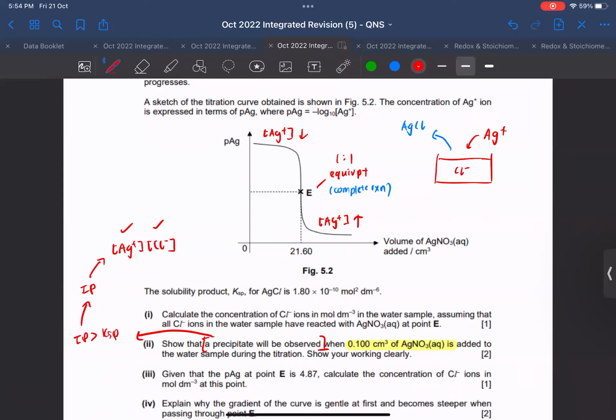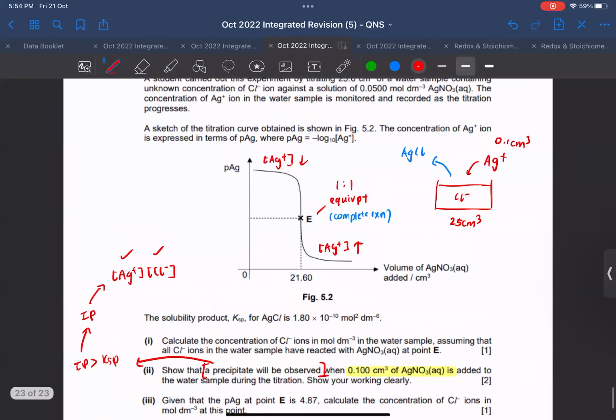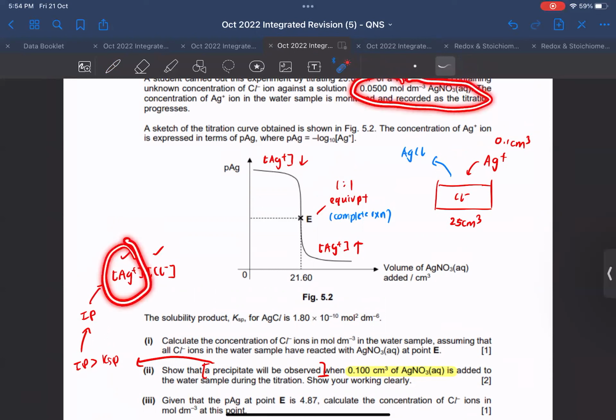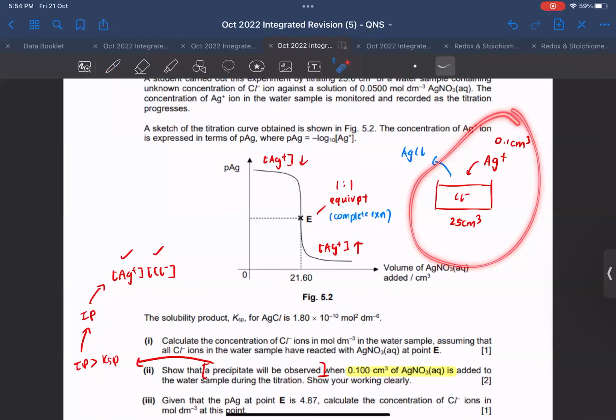But take note, currently our mixture is 25 cm³, but I'm adding 0.1 cm³ of Ag+. So can I just say the concentration of Ag+ is just this initial value over here? No, right? Because right now you are pouring this Ag+ into a larger mixture. The volume has changed, and since the volume has changed, we need to find the new concentration of these ions.